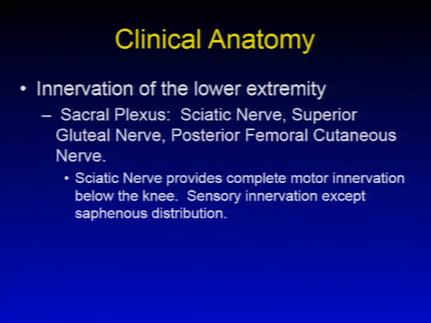With regards to innervation of the lower extremity, the sacral plexus, the sciatic nerve, superior gluteal nerve, and posterior femoral cutaneous nerve provide sensation to the lower leg and the posterior thigh. The sciatic nerve provides complete motor innervation below the knee, with the exception of an area of sensory innervation provided by the saphenous nerve. This area of sensory innervation is found on the inner portion of the lower leg.